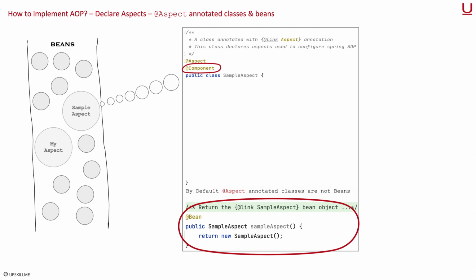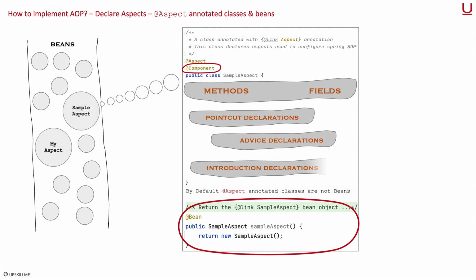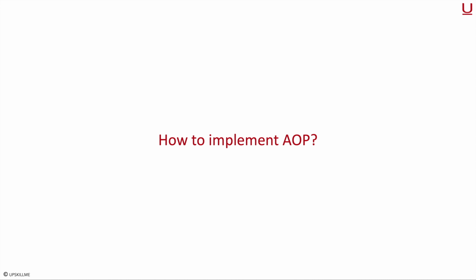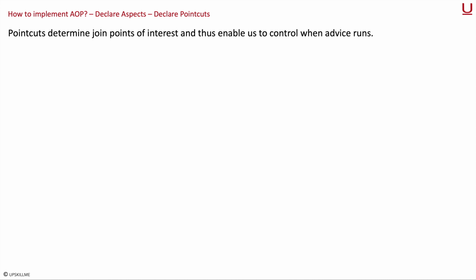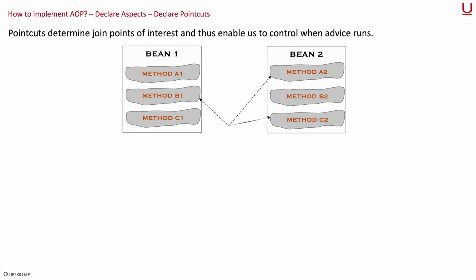AspectJ annotated classes can have methods and fields the same way as any other class. They contain pointcut, advice, or introduction declarations. Declaring a pointcut. Pointcuts determine join points of interest and thus enable us to control when advice runs.